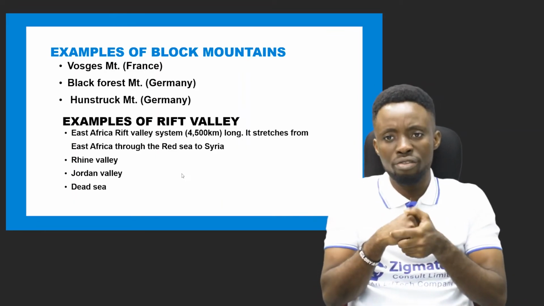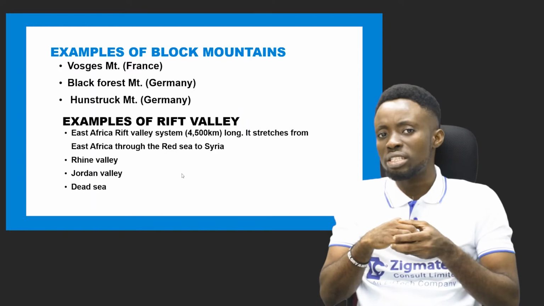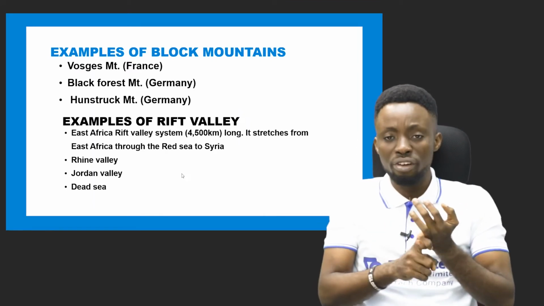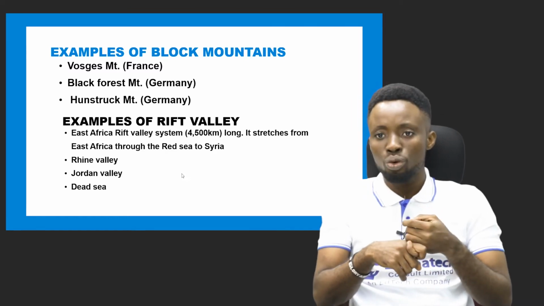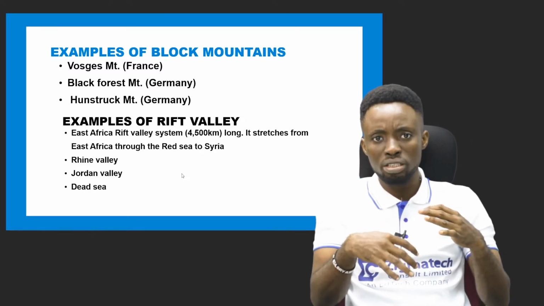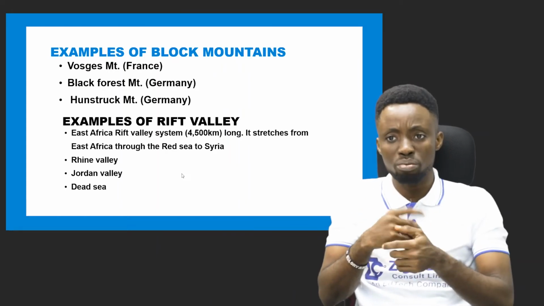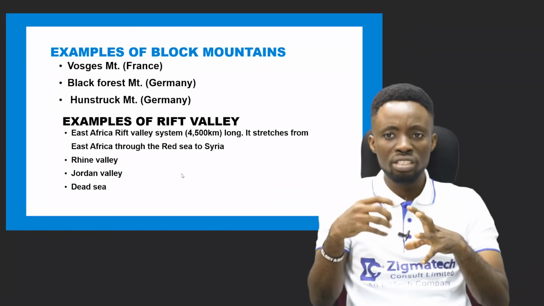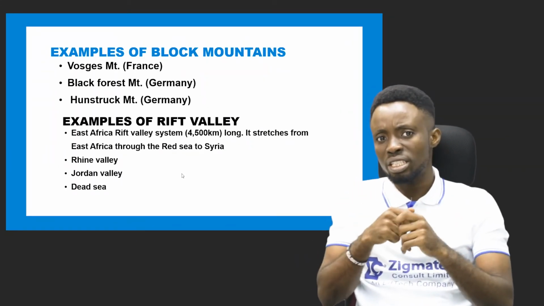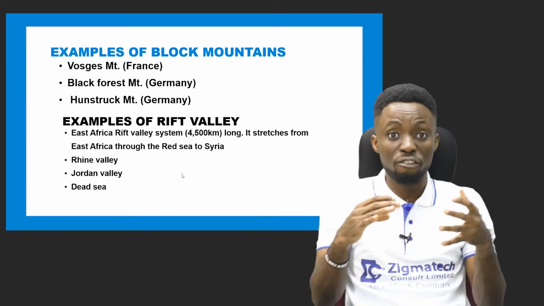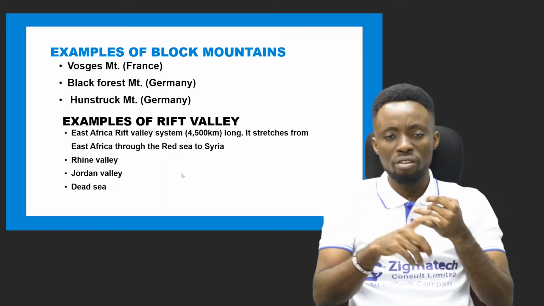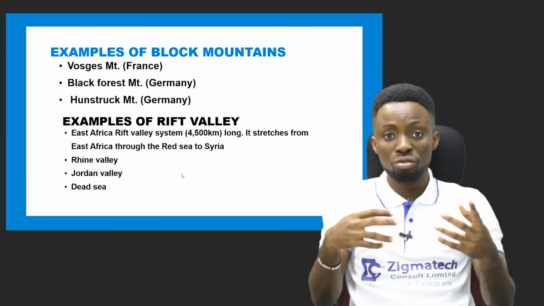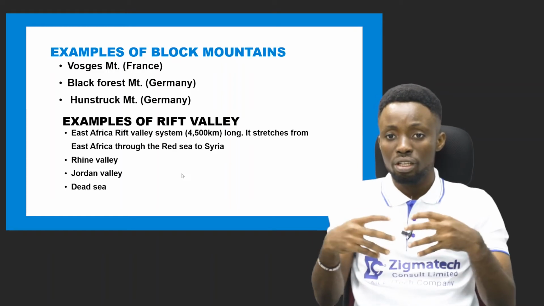Then when we talk about the rift valley, otherwise known as the graben, we have the Rift Valley in the eastern part of Africa, which is one of the longest we have in Africa. Possibly that is the River Nile rolling down the east. So we have the East Africa Rift Valley, and it has a length of 4,500 kilometers. Then we also have the Rhine Valley, the Jordan Valley and the Dead Sea. So these are examples of rift valleys we have in the world.